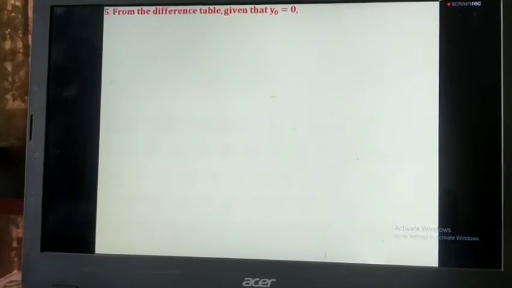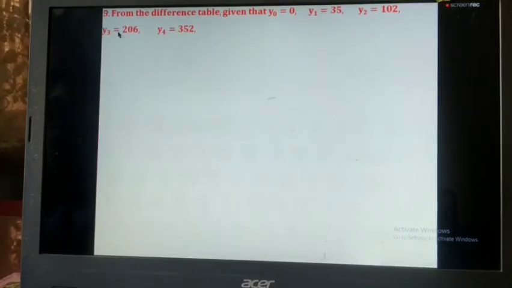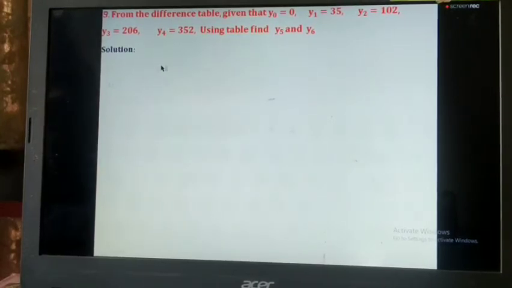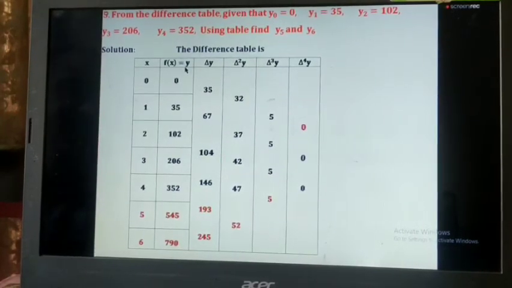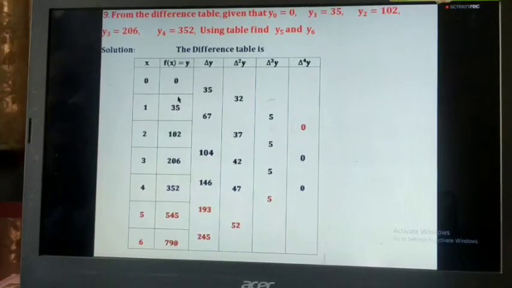Next, let us go for another variety of example. From the difference table, given that y0 is equal to 0, y1 is equal to 35, y2 is equal to 102, y3 is equal to 206, and y4 is equal to 352. Our question is to find y5 and y6 using the difference table. So the solution: we have the table x and y equal to f(x), where x is 0, 1, 2, 3, 4 is given. Corresponding f(x) is 0, 35, 102, 206, 352.